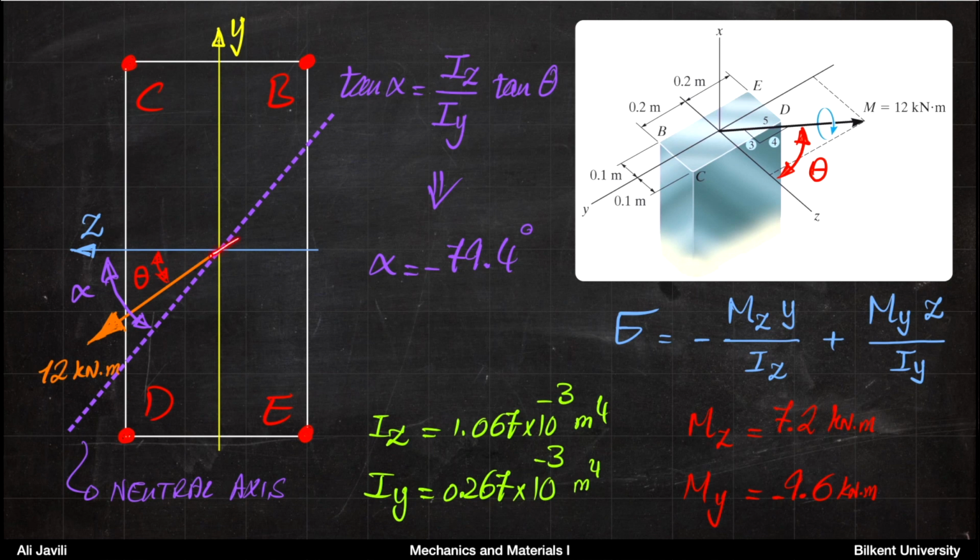Basically, if you apply a moment in this direction or along this line, the neutral axis tends to move toward the longer side. So alpha is larger than theta, in terms of absolute value.